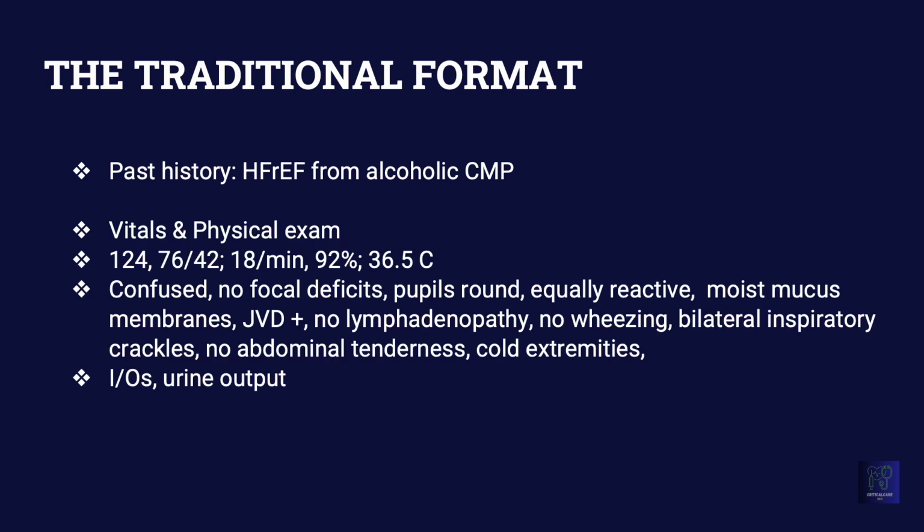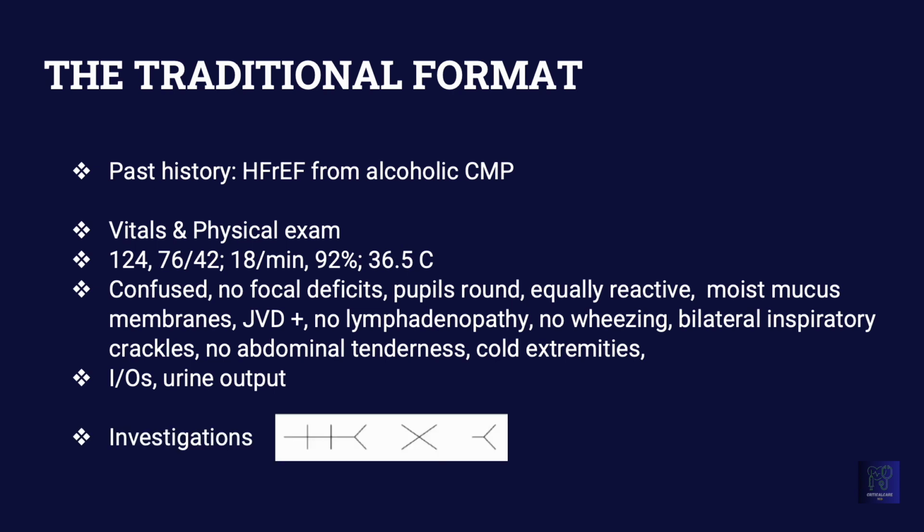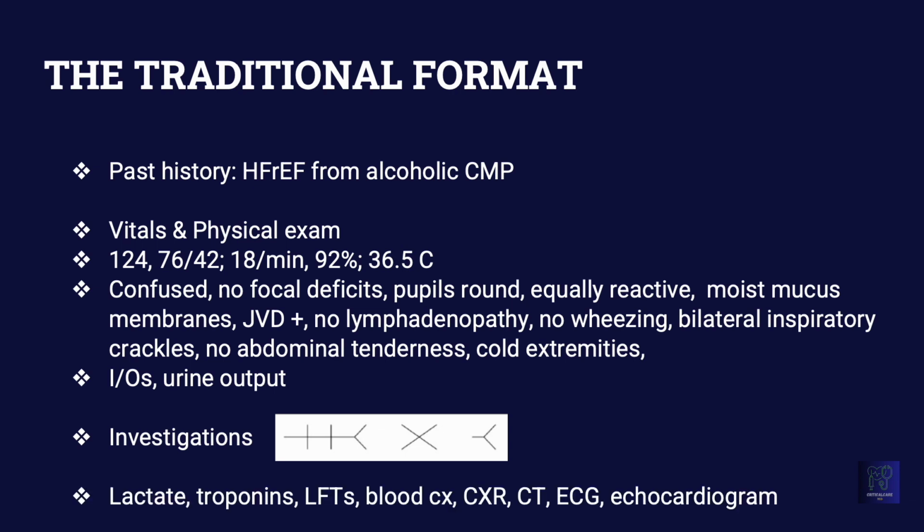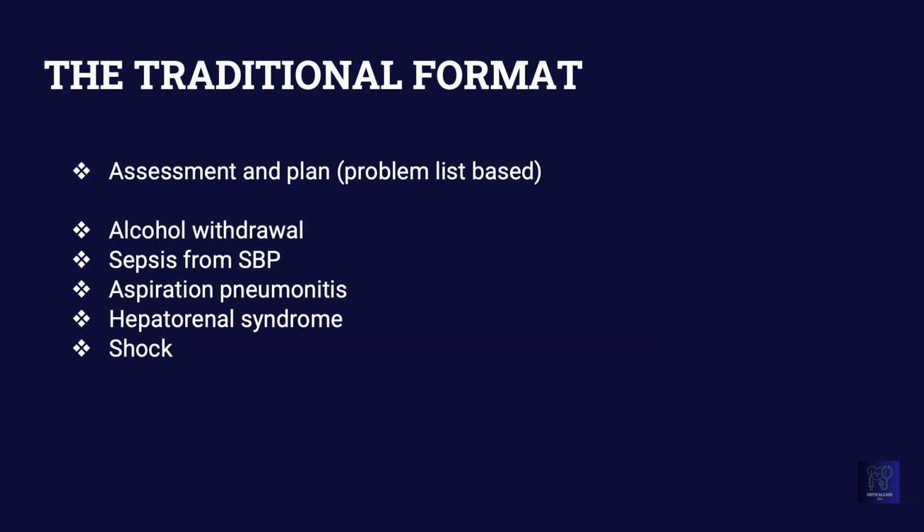In the traditional format, we talk about past history, then we go to vitals and physical examination. Here, the patient's heart rate is 124, blood pressure is 76 by 42, respiratory rate is okay, oxygen saturation is 92%, and temperature is slightly low. On physical exam, you can see the findings on the screen. Then we talk about ins and outs, urine output, and we go through all their lab work and other investigations. Then we talk about assessment and plan based on their problem list, which is alcohol withdrawal, sepsis from spontaneous bacterial peritonitis, aspiration pneumonitis, hepatorenal syndrome, and shock.